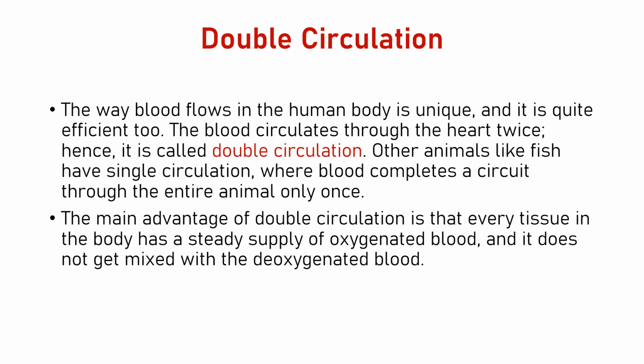So it is very important to have a well advanced blood circulatory system, and this is a double circulatory system which is really advanced. Okay, and the main advantage of double circulation is that every tissue in the body has a steady supply of oxygenated blood and it does not get mixed with deoxygenated blood.